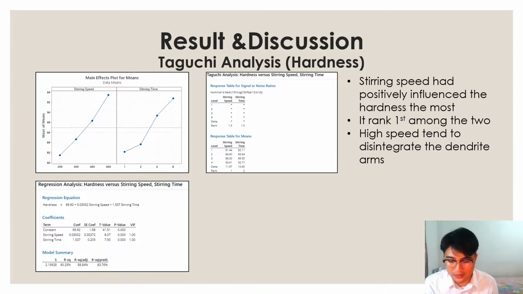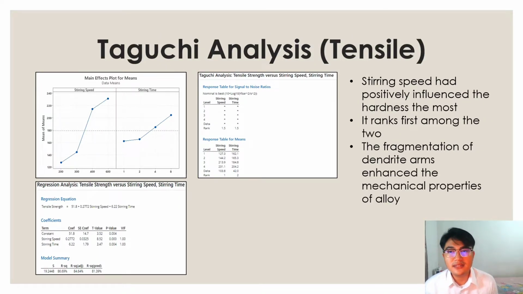Then for the Taguchi analysis for tensile strength, the stirring speed once again had the most positive influence on the tensile strength. It ranks first among the two. The fragmentation of dendrite arms enhanced the mechanical properties of the alloy, specifically the hardness and tensile strength. So once again, from the graph you can see that the stirring speed plays a crucial role in influencing the tensile tests.